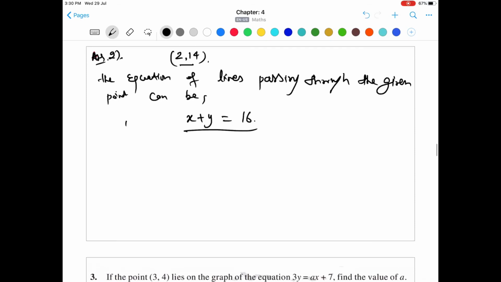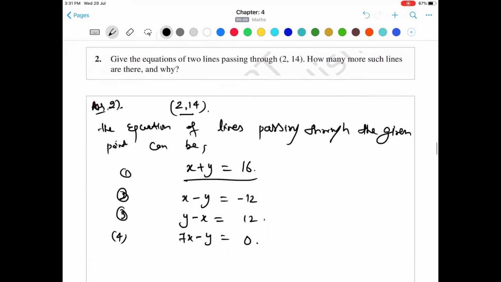Or you can write it like this. This is equation number 1. You can write another. Let's subtract them now. X minus y equals, so 2 minus 14 will result in minus 12. You can also find an equation like this. Let's subtract y minus x. So 14 minus 2 will be plus 12 now. Or you can also write 7x minus y. 7x means 7 into 2 is 14, minus 14 is equal to 0. So these are a few equations passing through this point.